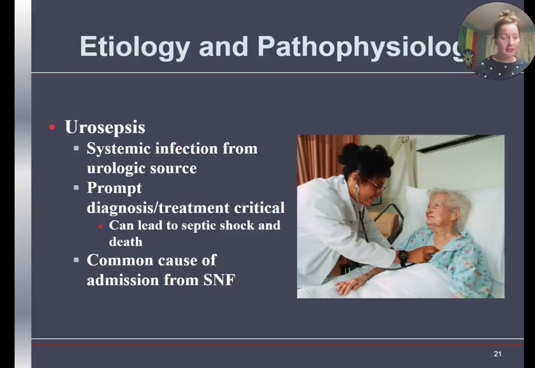These need to be diagnosed and treated as soon as possible because they can lead to shock. Sepsis is bad news, and that's why you have those sepsis alerts in the hospital. If the algorithm starts to notice different things slowly moving up, like heart rate, temperature, maybe cross-referencing a UA or something, it'll put you on a sepsis alert, and you need to act on that. This is one of the most common reasons why people are admitted to the hospital from a SNF.